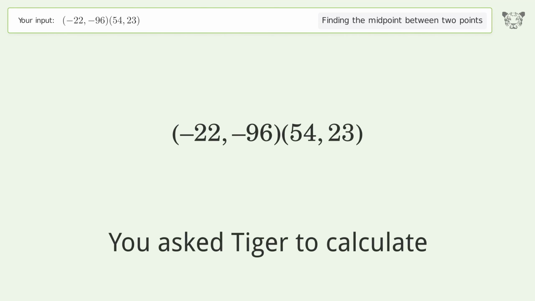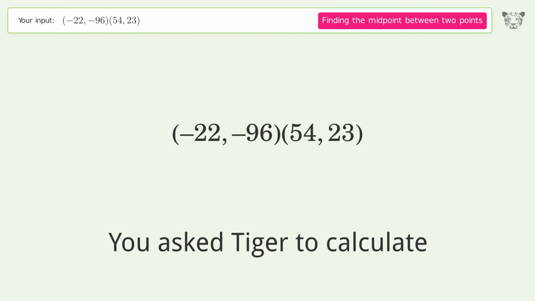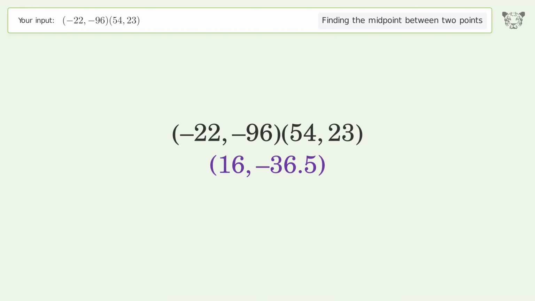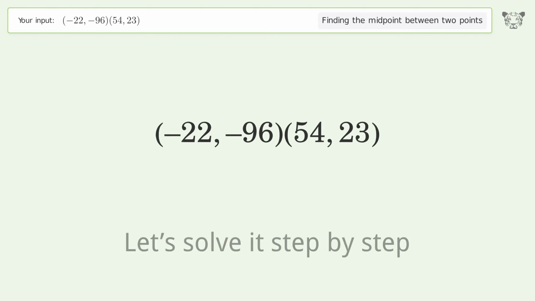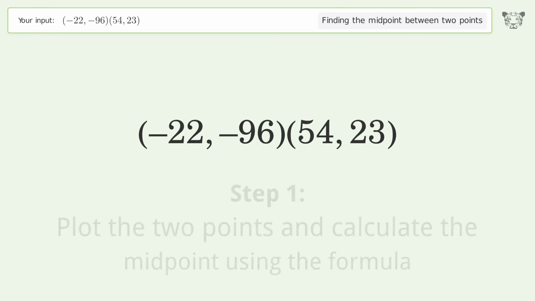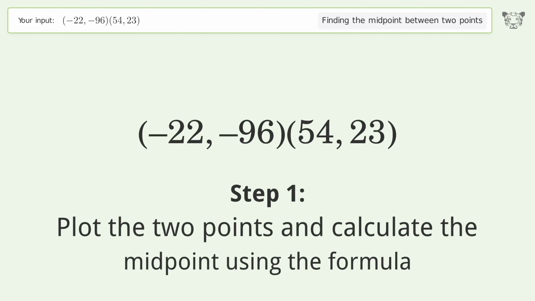You ask Tiger to calculate. This deals with finding the midpoint between 2 points. The midpoint between the 2 points is 16, -36.5. Let's solve it step by step. Plot the 2 points and calculate the midpoint using the formula.